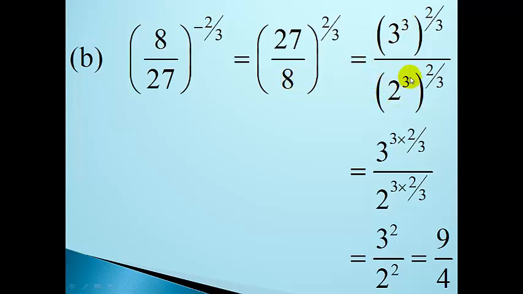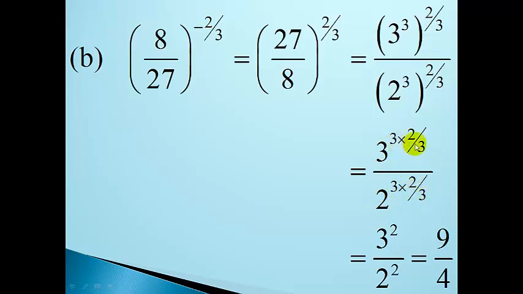Now, according to the third law of indices, the exponent we have in the bracket multiplies the exponent outside the bracket. And so 3 raised to the power 3 into bracket exponent 2 over 3, all divided by 2 raised to the power 3 into bracket exponent 2 over 3 is equal to 3 raised to the power 3 times 2 over 3. That is, the exponent in the bracket multiplies the exponent outside the bracket. So we have 3 raised to the power 3 times 2 over 3, all divided by 2 raised to the power 3 times 2 over 3.